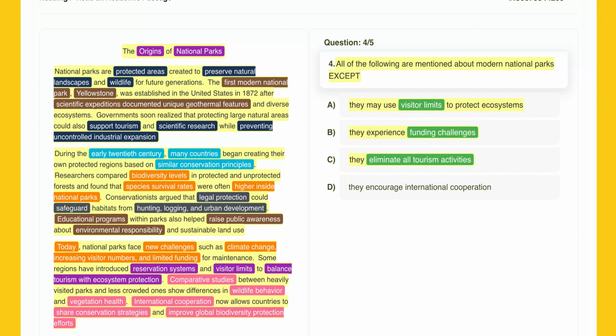Now, let's take a closer look at option D. They encourage international cooperation. Option D mentions international cooperation. Paragraph 3, sentence 4 states that international cooperation allows countries to share strategies. Since this is mentioned, it is not the exception. Therefore, this is incorrect. The correct answer is C, because the key expressions in the text directly match this option, while the other choices either provide incomplete information or clearly contradict the passage.